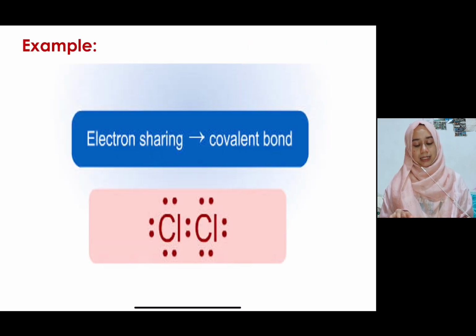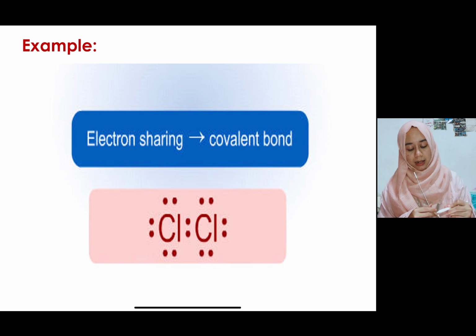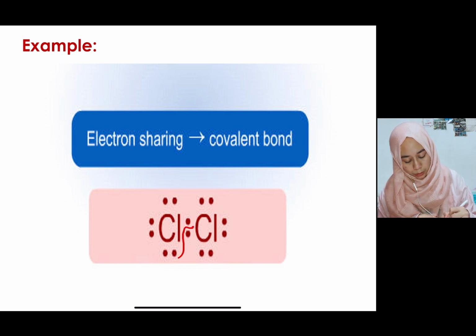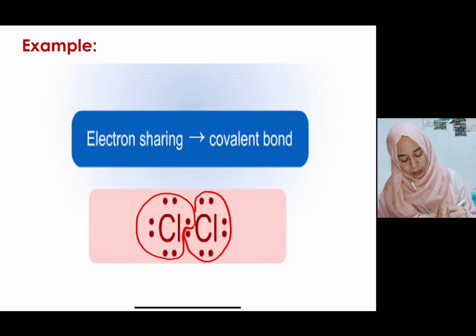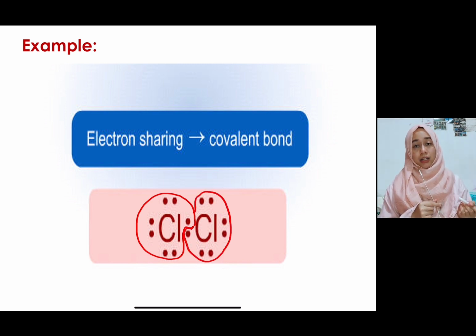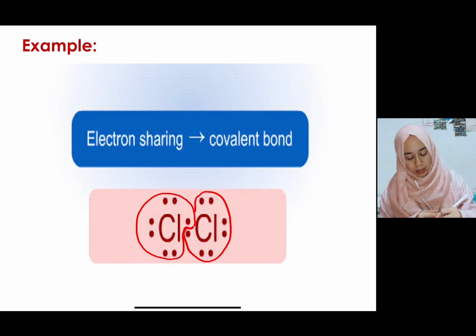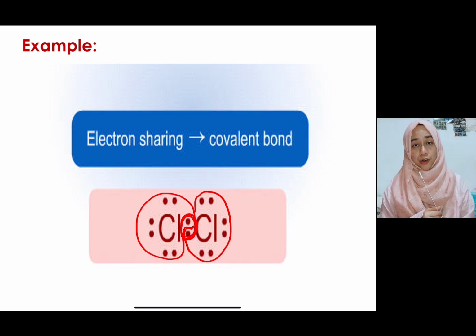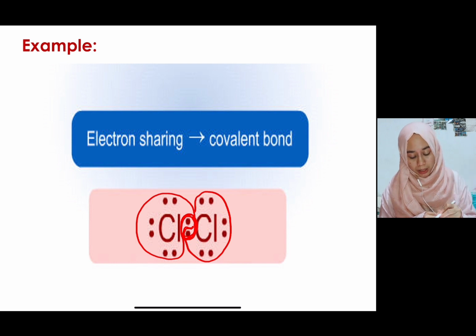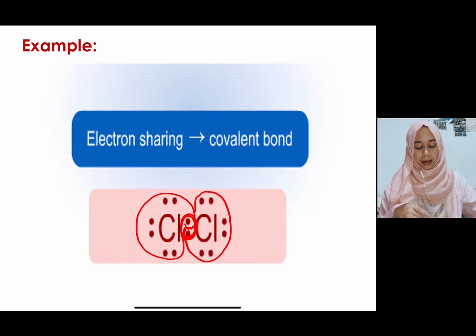For example, macam Cl kat sini. So Cl kan initially dia ada 7 sahaja valence electron dia. So yang bawah ni adalah milik Cl yang satu lagi. Tapi dia orang share electrons, menyebabkan dia akan ada a pair of electron yang dia orang share dekat sini. Okay, so a pair bermaksud ada 2 elektron lah. So betul lah ni kan, ada 2 elektron yang dia orang share ni. Okay, so terhasillah atom yang mencapai octet.